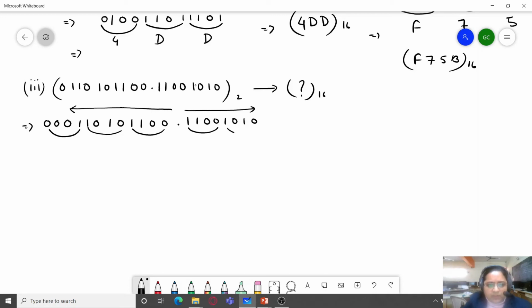Here also we will be doing the same thing. Now we start writing the bits. This is 1. 1010 is for 10 and that is A. 1100 is for the number 12, that is C. Then 1100 is again C and 1010 is again A. So the number is 1AC dot CA.